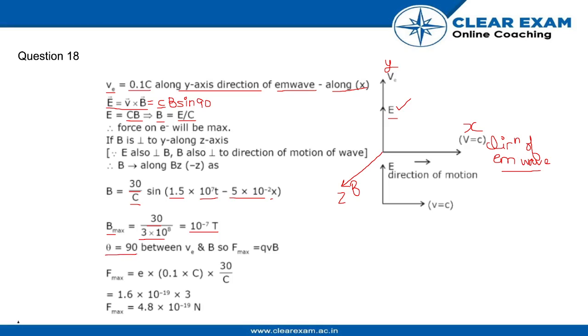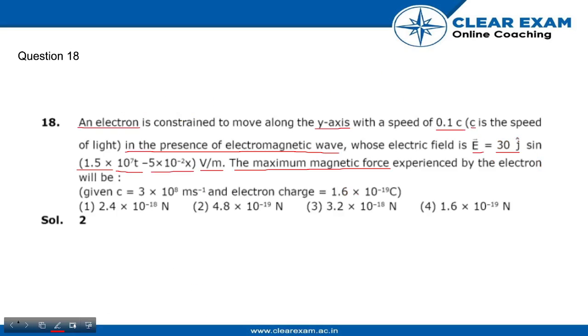Theta is equal to 90 degrees between the velocity of the electron and the magnetic field. So the force exerted by the magnetic field on the electron is equal to qvB sin 90. Now we'll simply put in the values. F max is equal to e × 0.1 c × B, which is equal to 4.8 × 10 to the power minus 19 Newton. So the correct answer is option.